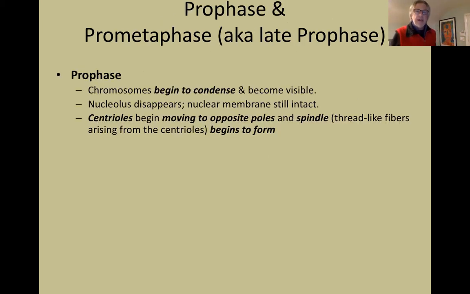So in prophase, the chromosomes begin to condense. In other words, instead of being spread out all over the nucleus, they become more compact, and they therefore become visible as actually linear chromosomes. In addition, the nucleolus disappears, but the nuclear membrane is still intact, and the centrioles begin moving, or the centrosomes, I should say, begin moving to the opposite poles, and the spindle, which is the thread-like fibers that arise from the centrioles, and I'll show you that in a picture in a second, begins to form.